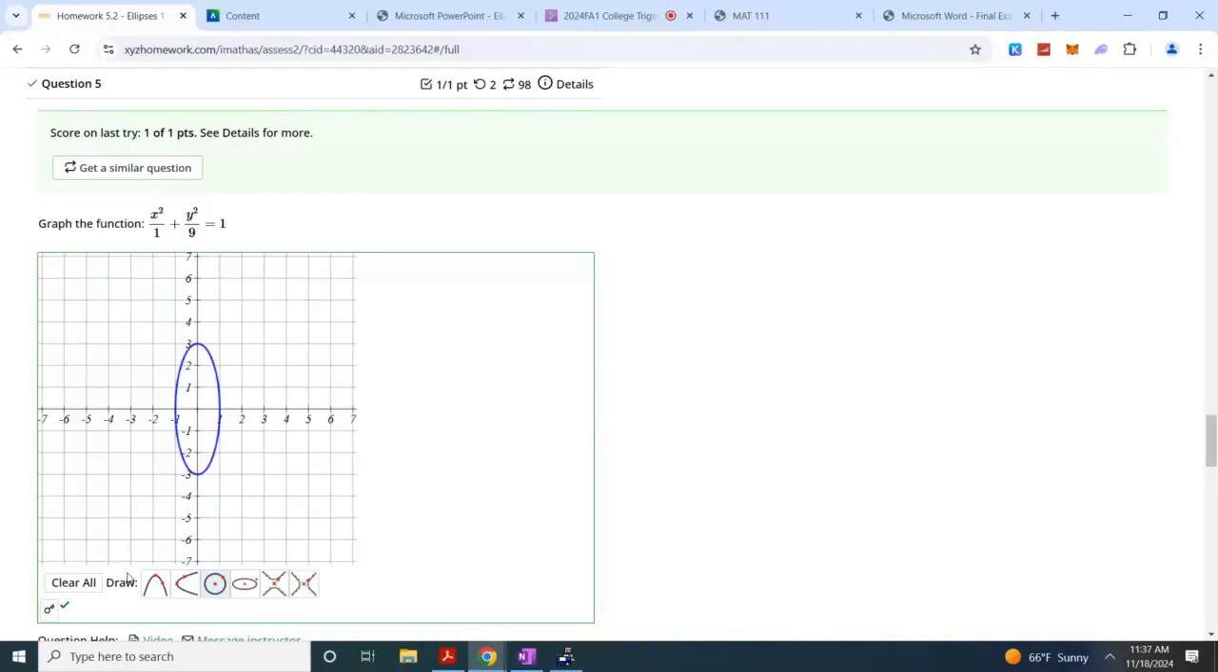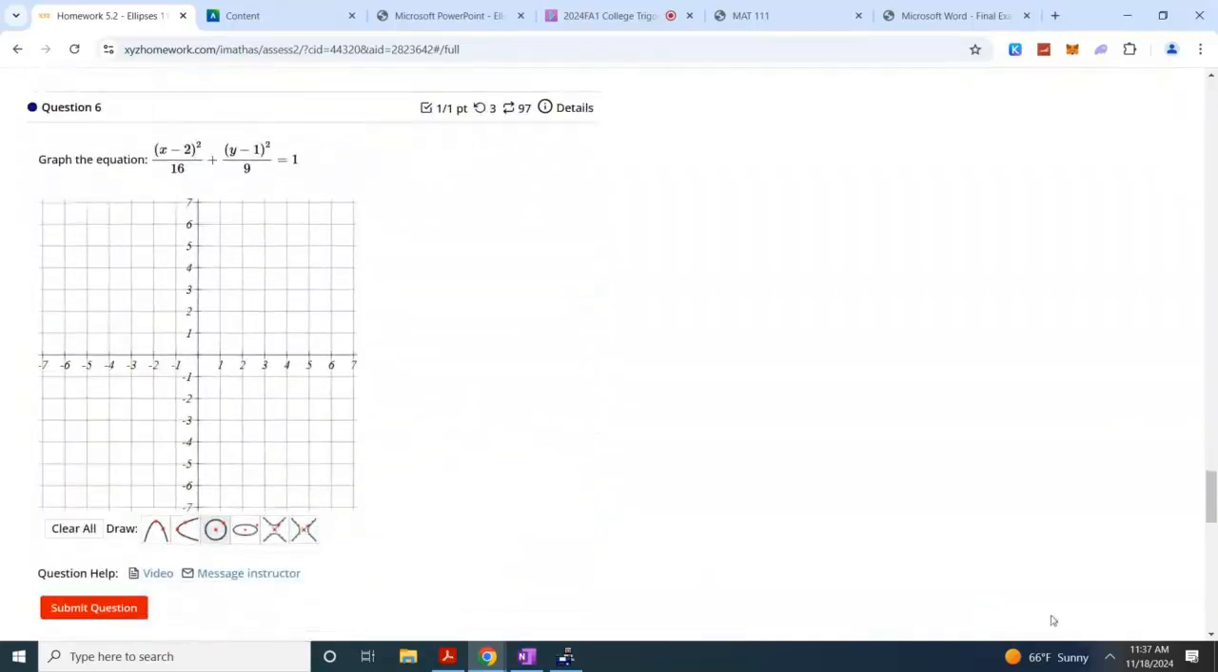Now, both problems number 4 and number 5 were centered at the origin, and they're centered at the origin because we didn't have any constants attached to the x or the y variable. However, for problem number 6, this is an ellipse that's not centered at the origin. And I need to write the problem down. You just write this down. x minus 2 quantity squared over 16 plus.